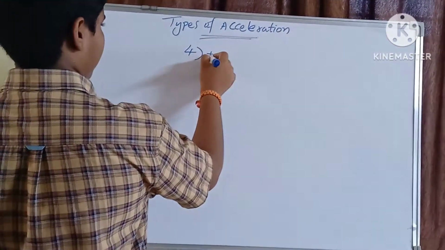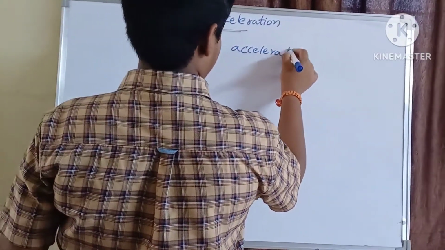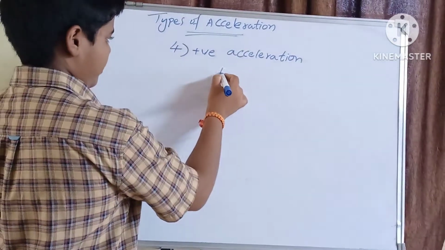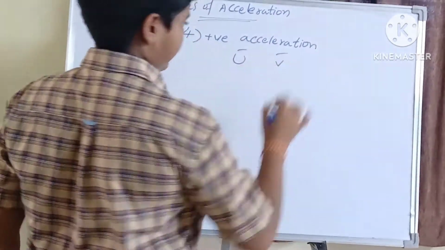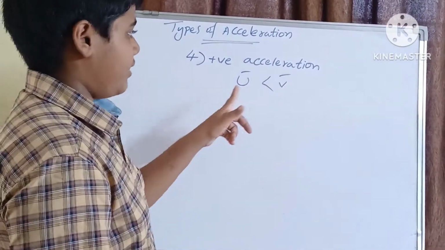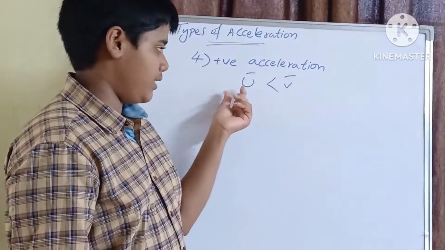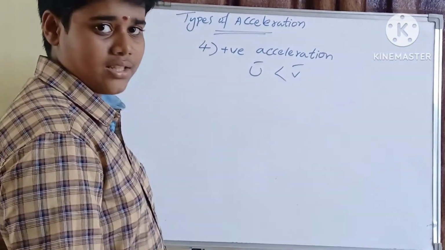Fourth one, positive acceleration. Here positive acceleration means I am taking initial velocity u bar and final velocity v bar. Here final velocity is greater than initial velocity. If initial velocity is smaller and final velocity is bigger, then this is positive acceleration.